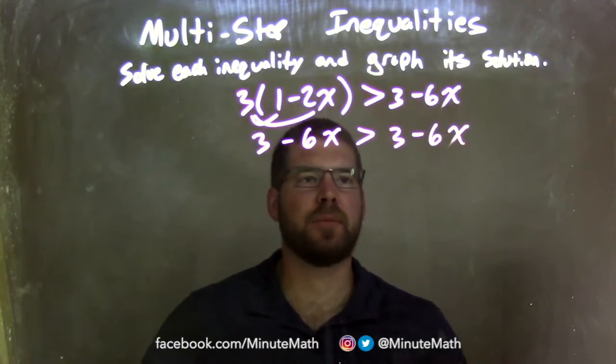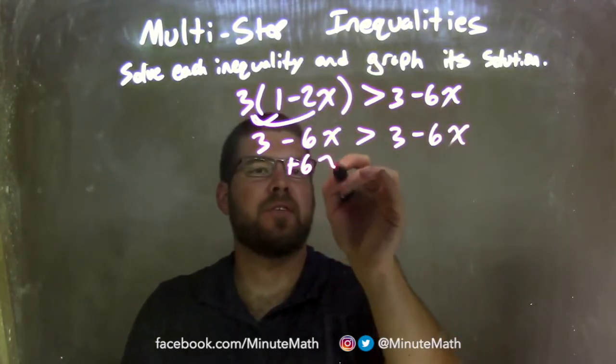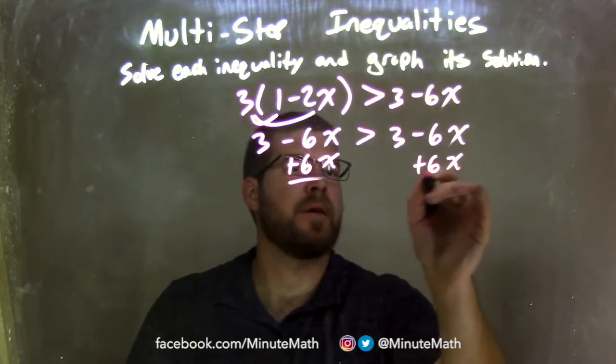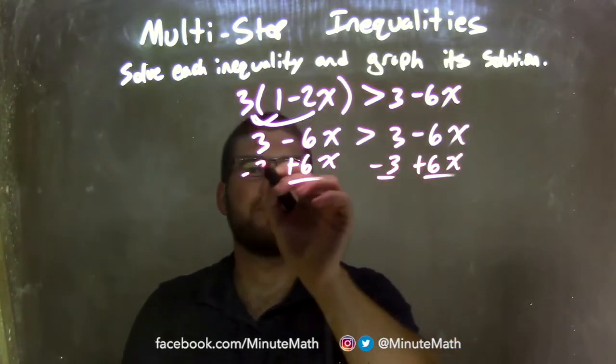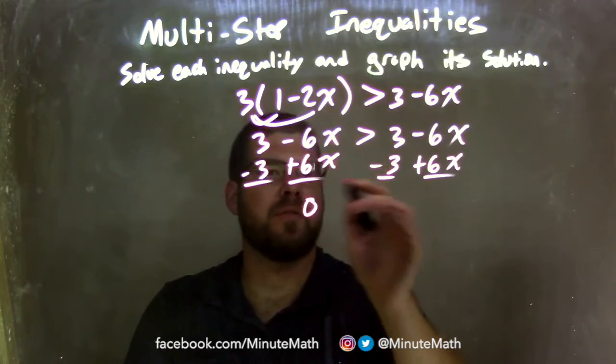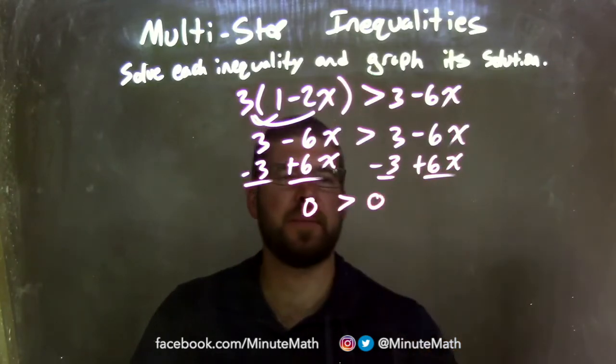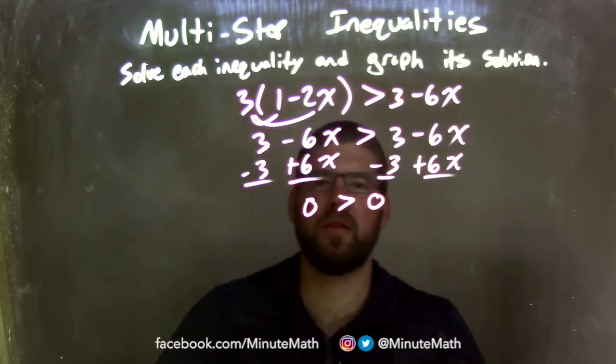So let's combine our like terms. Let's bring our x's over to the right, plus 6x at both sides. And I'm going to subtract a 3 from both sides. Leaves me, well, 3 minus 3 is 0, right? And these cancel. Is greater than -6x plus 6x is also 0, right? So now I have 0 is greater than 0.